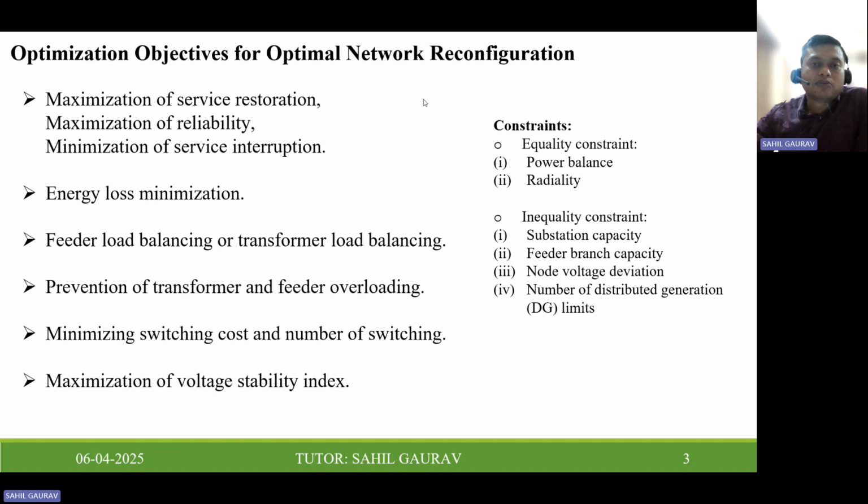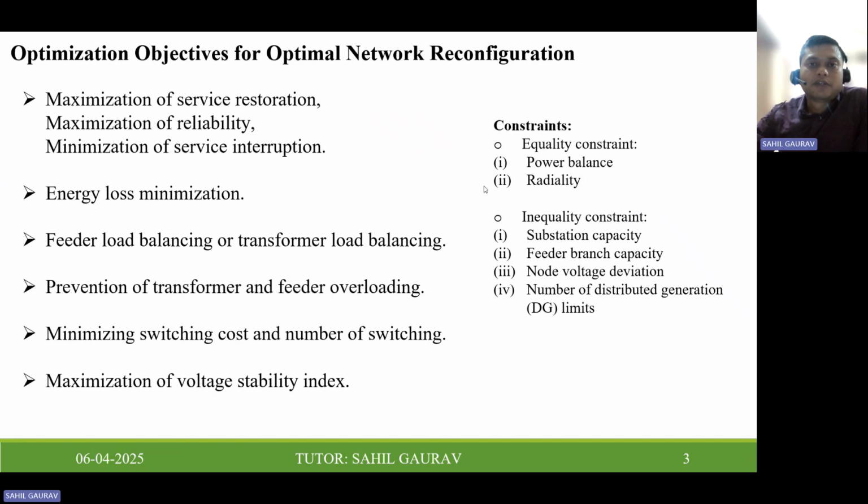You can see that in these objectives, there is no objective like expanding the network or developing a new network. In these objectives, you are playing with the switches in the existing network so that these objectives can be fulfilled.